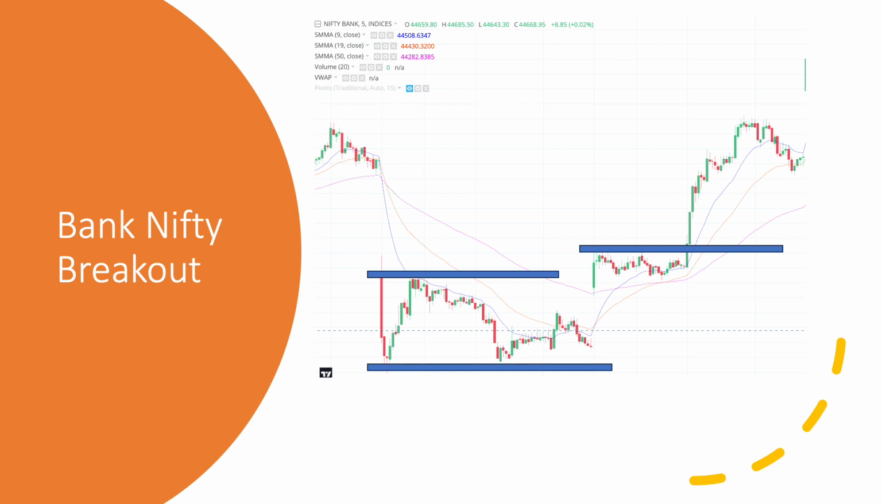This is very good for sellers. Whoever is selling options, this is really good. Not for buyers. Buyers will lose for sure, but for sellers it will create a good profit.